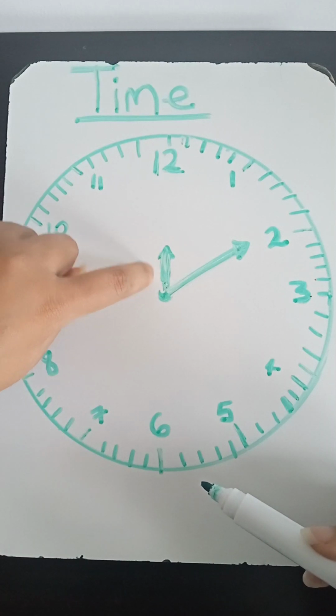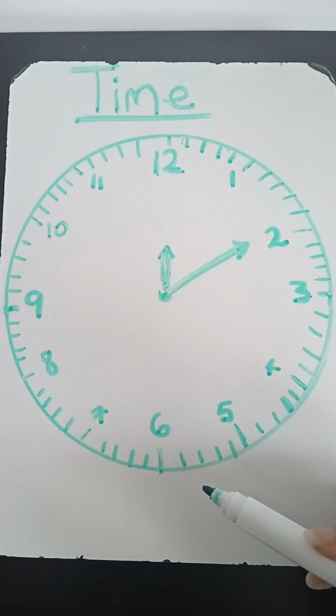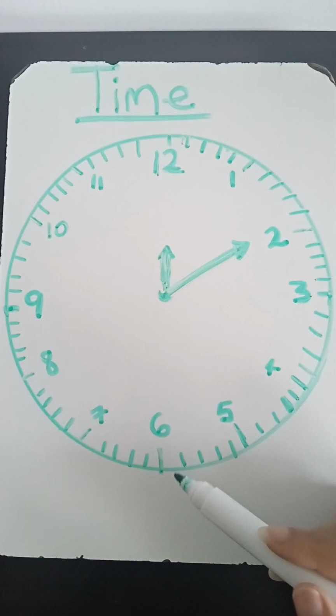Don't forget, this is your hour hand. It is pointing at 12. That is why we are saying it is half past 12. Let's continue.